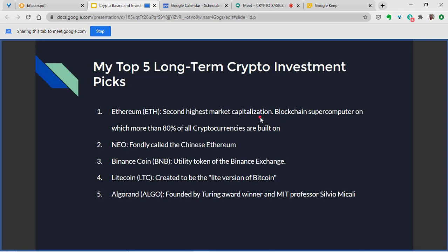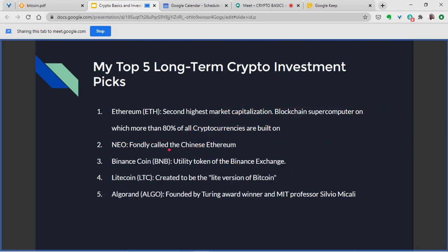It is the blockchain supercomputer. It can run smart contracts and do a lot of stuff. Ethereum is crazy, what it can do and what its potential is. Most of the cryptocurrencies you see today are just applications running on Ethereum. So if Ethereum itself should crash, everything doesn't crash with it. So we have Neo.